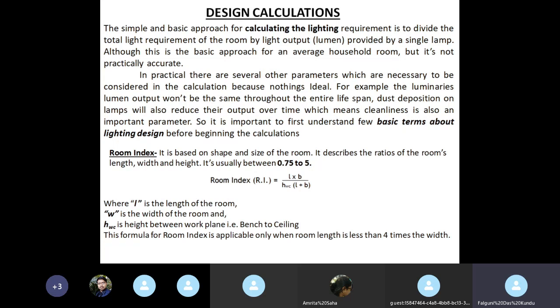The basic approach for calculating the lighting requirement of a room is to divide the total light requirement of the room by the light output, that means lumen, provided by a lamp. Some factors are necessary to be considered in the calculation because nothing is ideal. For example, the lumen output won't be the same throughout the entire lifespan. Dust deposition on lamps will also reduce their output over time.